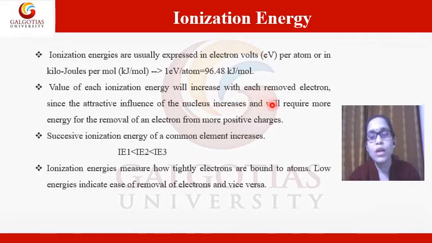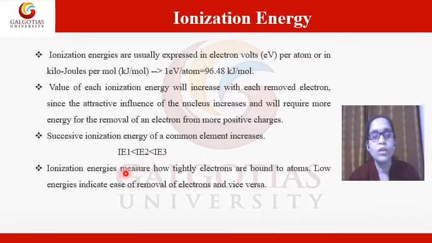So that will require more energy for the removal of that electron from the positive ion, from the positive charges. So for a common element, what happens? The successive ionization energy increases. Suppose we consider I1, first ionization energy, second ionization energy, and third ionization energy, so it increases. That means successive ionization energy increases.